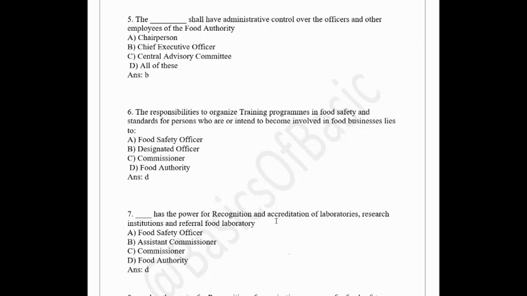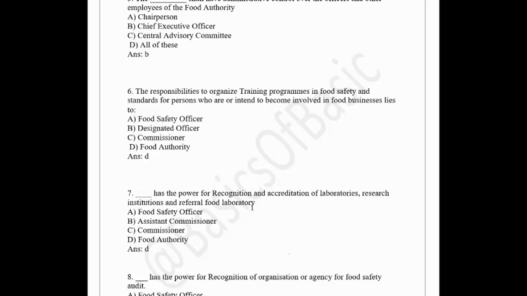Dash has the power for recognition and accreditation of laboratories, research institution, referral body. So this is very important. Who will be having the power for recognition and accreditation of laboratories, research institutes and referral of the body? So it is food authority. Food authority has lots of powers. It also has one more power, that is recognition and accreditation of laboratories, research institution and referral food laboratories. What these different types of laboratories are has been explained already in the classes. You can go to the classes section and watch the video for getting the conceptual clarity.